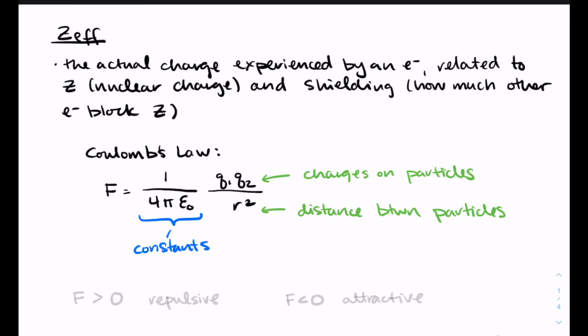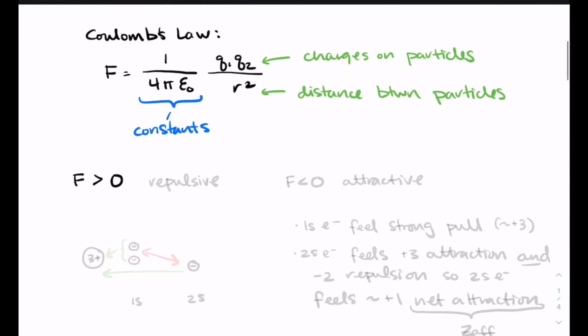In this, the only thing that would affect the sign of this force is the signs on the charges. So same charges repel each other. A positive times a positive or a negative times a negative would give you a positive value. So positive force is repulsive and a negative force is attractive.